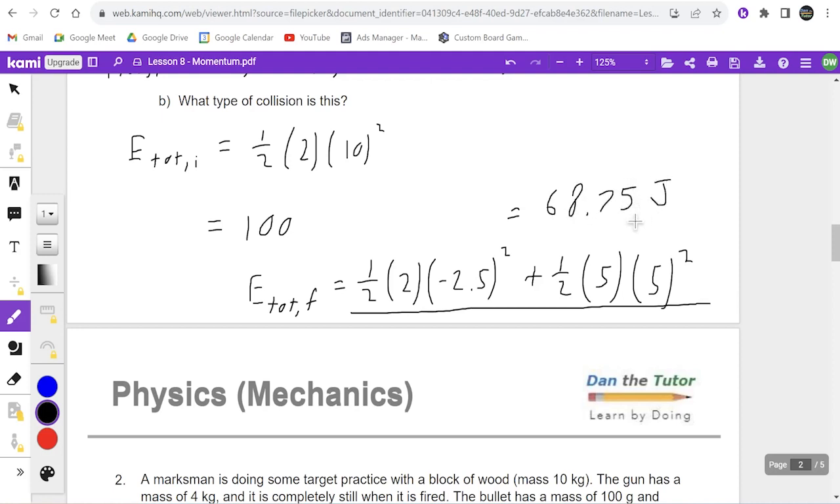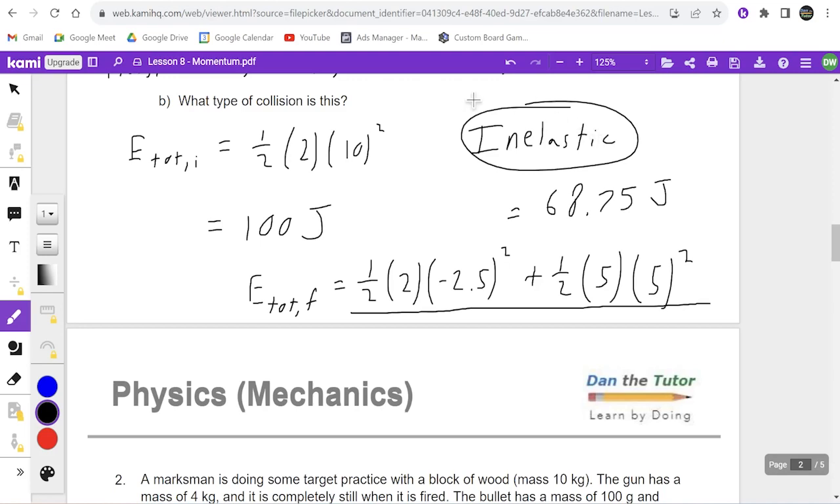68.75, and the units are joules for energy. Same was true for the 100 joules. Now, I look at this and I say, well, the energies are not equal to each other, therefore it must have been inelastic. If it was elastic, the energies would have equaled each other. And that's it for that one. Any questions?